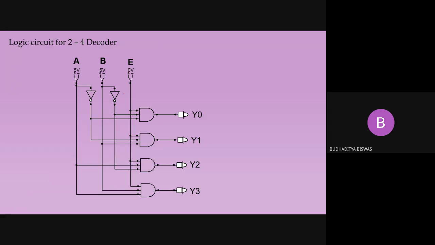So this one is the block diagram of the decoder. Here you see this particular gate. This is the gate number 1. This is the gate number 2. Similarly, this is gate number 3 and this is gate number 4.